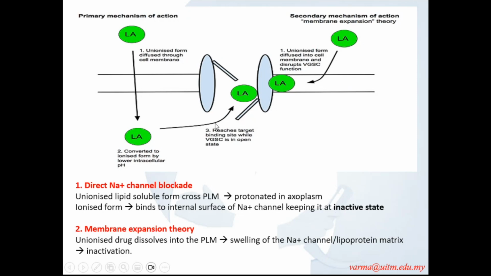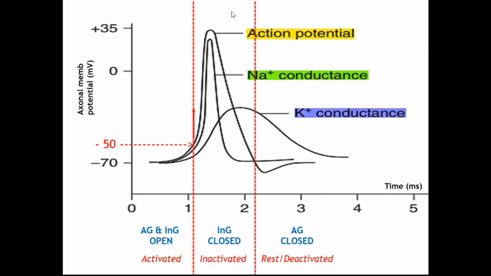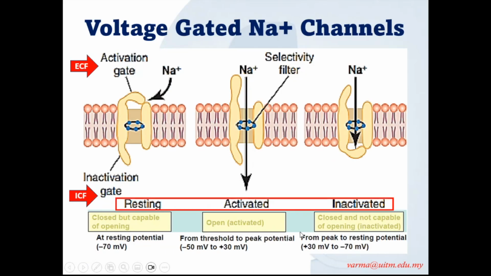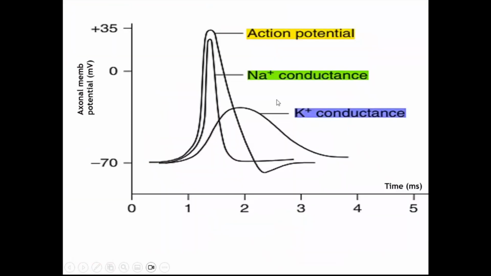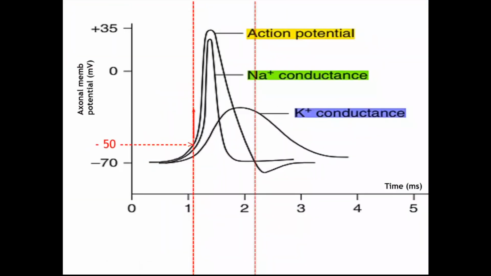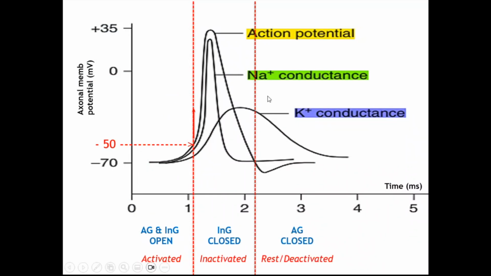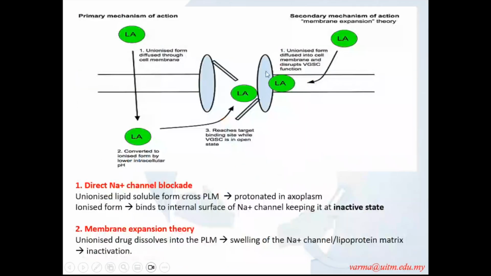How do they block this? They keep it at the inactivated state, which means they are keeping the voltage gated sodium channel at this phase, the inactivated phase. So the picture. They are keeping it at the inactivated state, so no more nerve conduction can occur. It means no more pain transmission can occur. That's how local anesthetic works. They prevent further nerve conduction by keeping the voltage gated sodium channel at the inactivated state, where they are not capable of opening anymore. Okay, that is the first theory, which is the most common and most accepted theory.